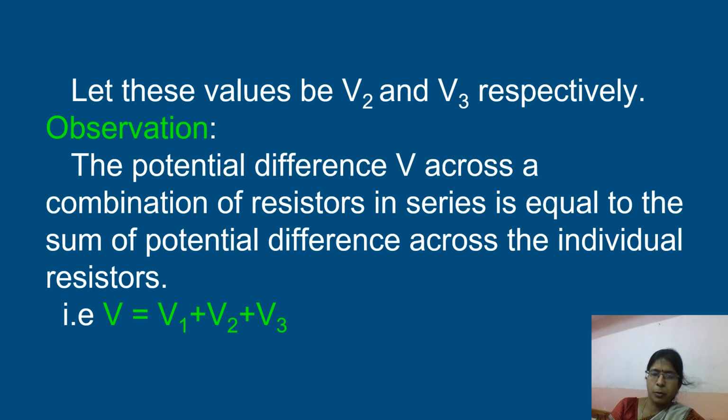So it was observed that the potential difference V across a combination of resistors in series is equal to the sum of the potential differences. That is, the potential difference across the points X and Y is equal to the sum of the potential differences across the individual resistors. Hence, we can say that V is equal to V1 plus V2 plus V3. So you have to remember that in a series connection, the sum of the potential differences across the individual resistors is equal to the potential difference across the combination of resistors.